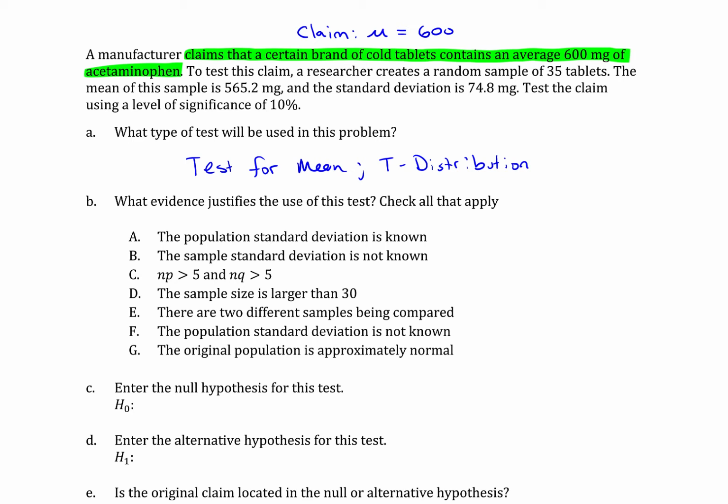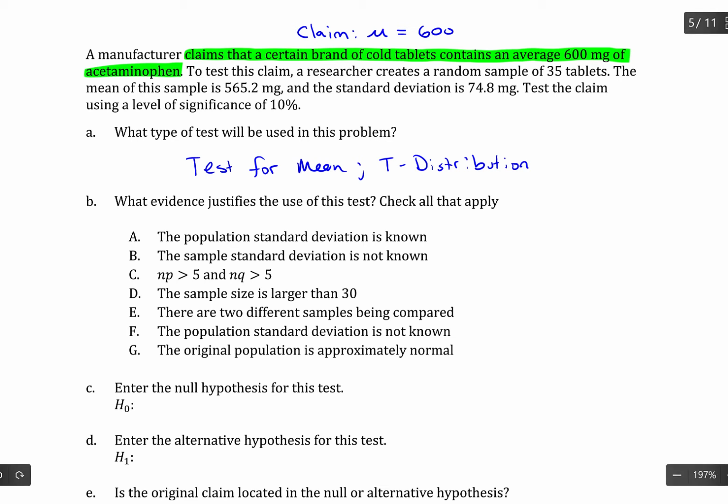One thing that, in addition, we have to make certain of if we're using the t-distribution is that the central limit theorem is satisfied. That's the evidence that justifies the use of the test. The thing that has to be true is either the original population has to be normal to begin with, or we have to be using samples that are larger than 30 to satisfy the central limit theorem.